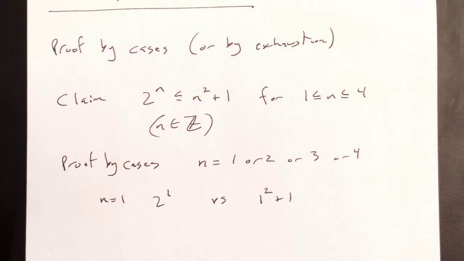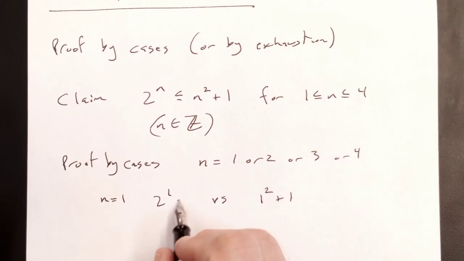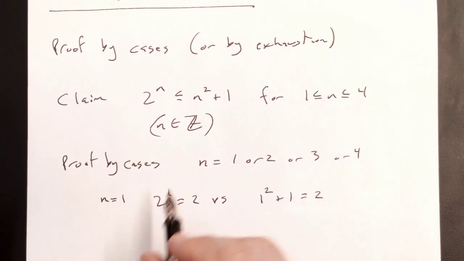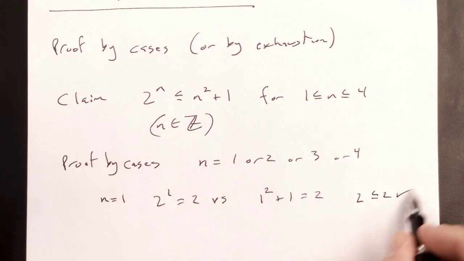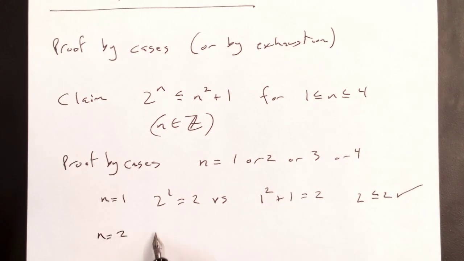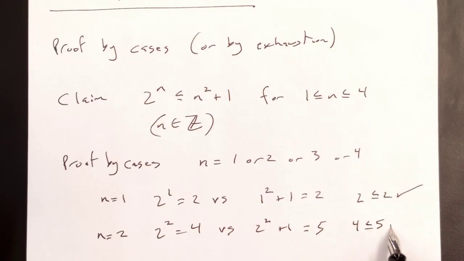Two to the first is 2, and 1 plus 1 is 2. And that satisfies 2 is less than or equal to 2. That's what I wanted. If n equals 2, 2 squared versus 2 to the second plus 1, that's 4 plus 1, that's 5. 4 is less than or equal to 5. That works.